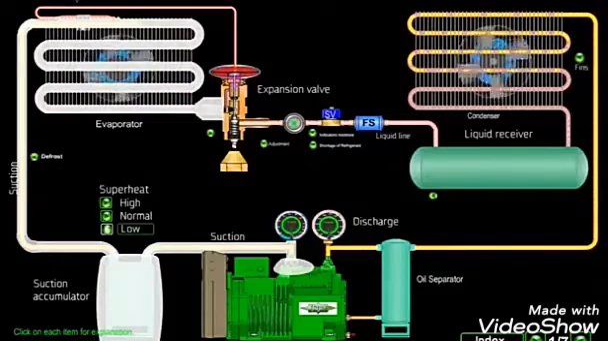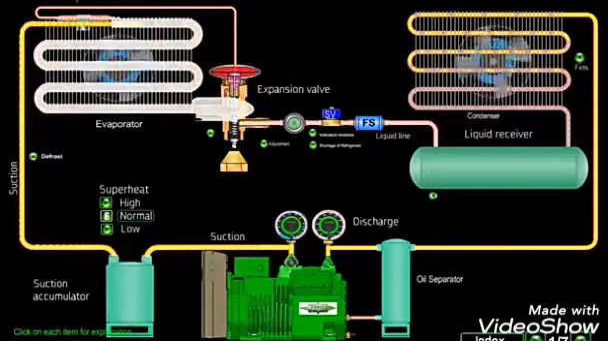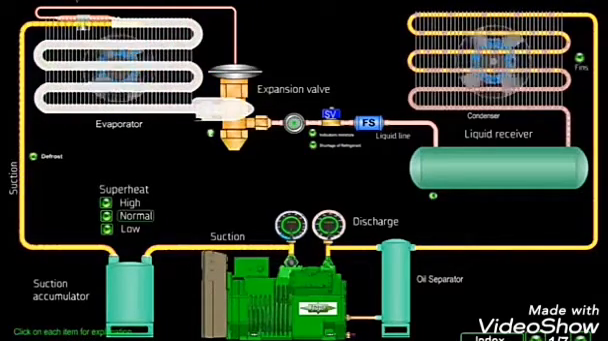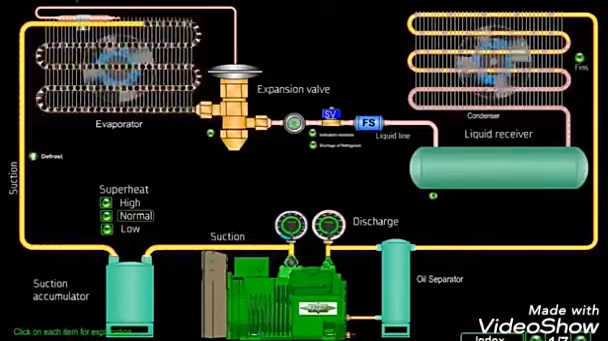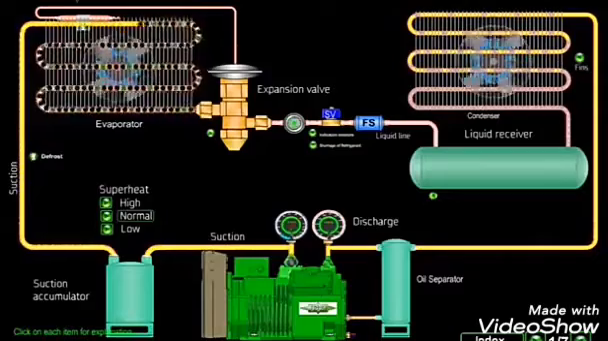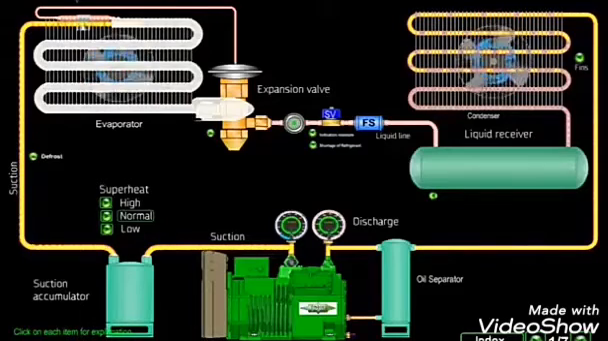The suction accumulator. Next one. A suction accumulator is used to prevent liquid refrigerant returning to the compressor. The accumulator is commonly used in heat pumps, refrigeration transport, cooling systems for low temperature applications, and in any application where there is a chance of liquid refrigerant returning to the compressor.